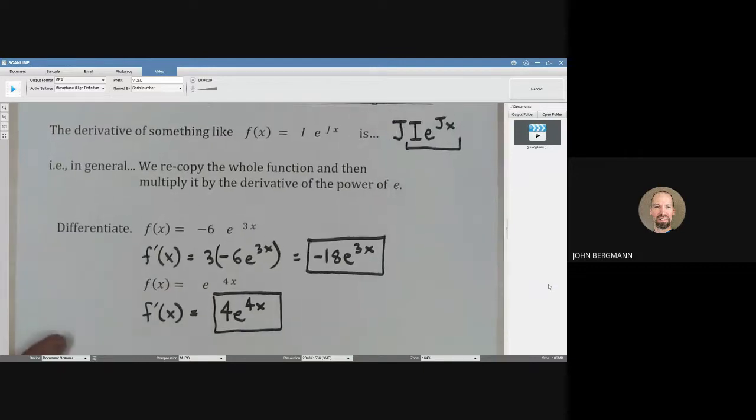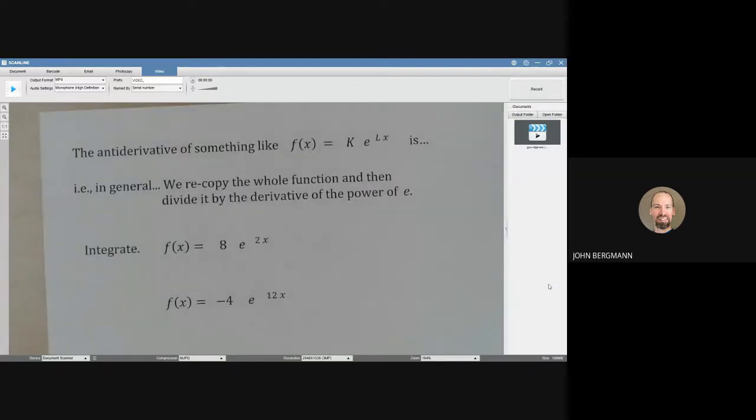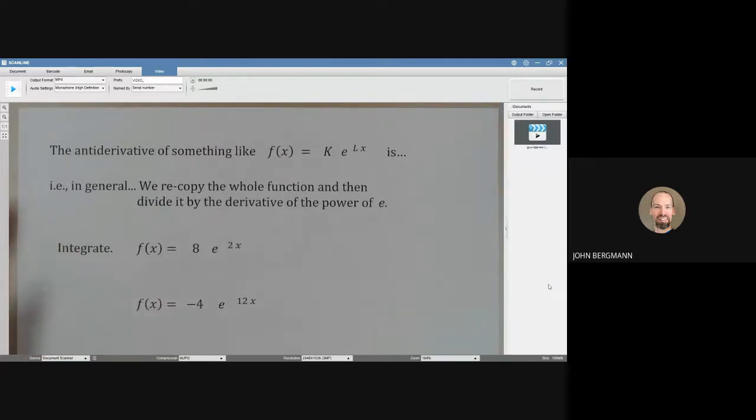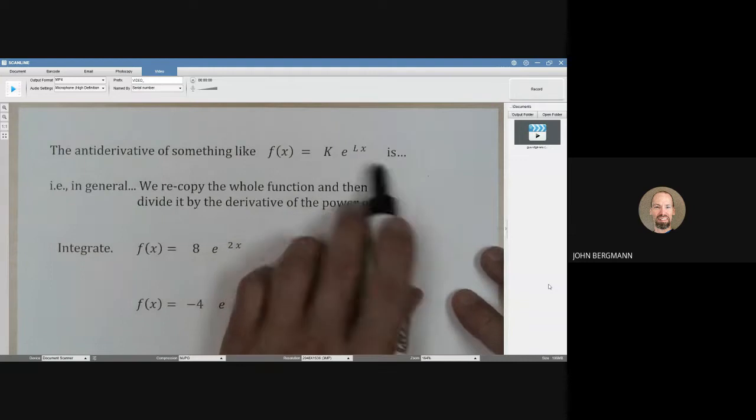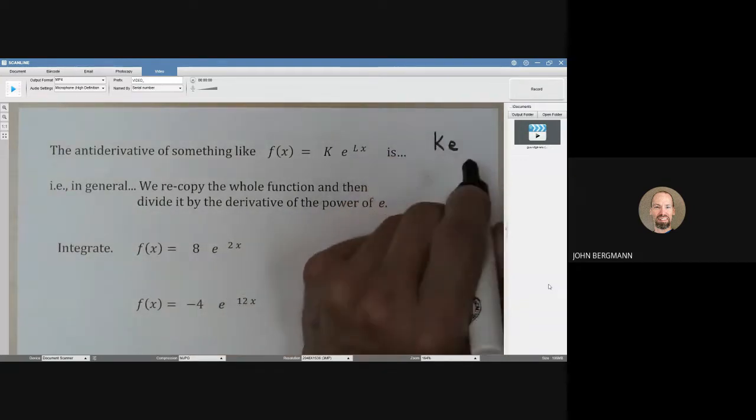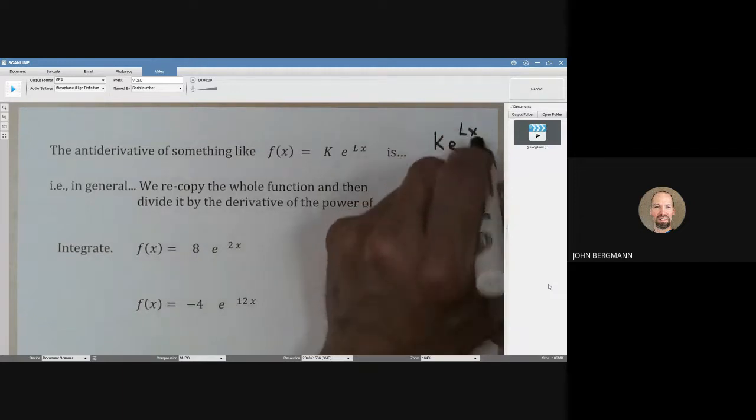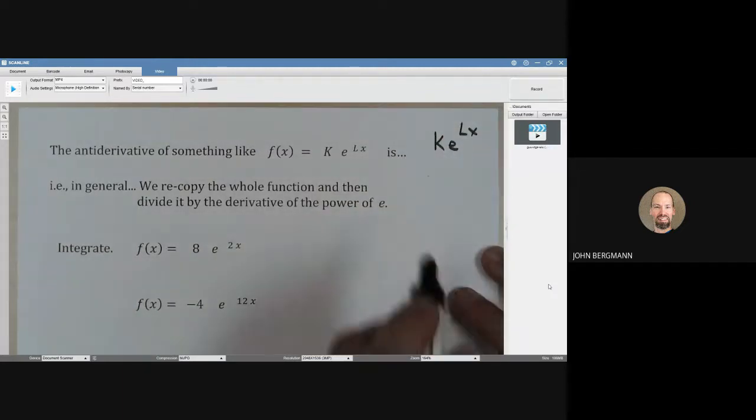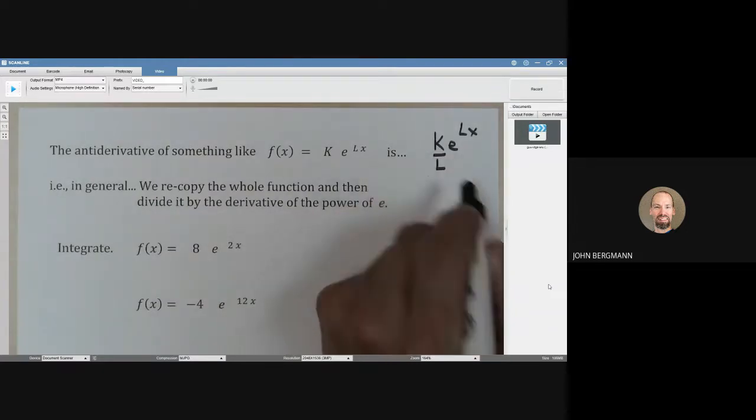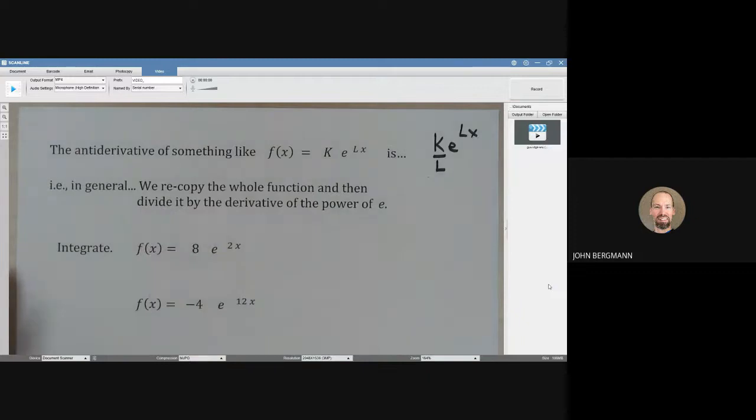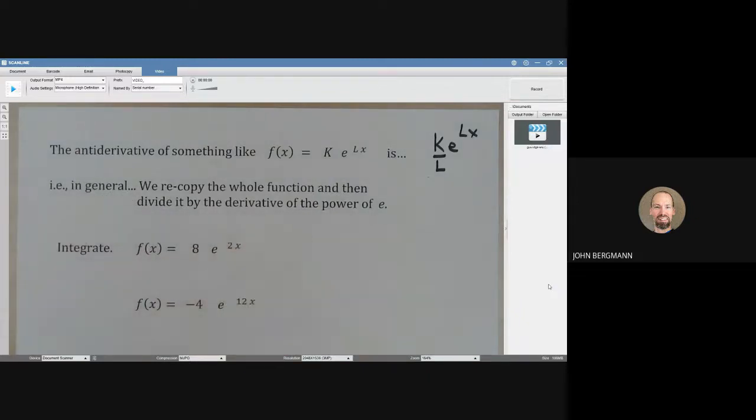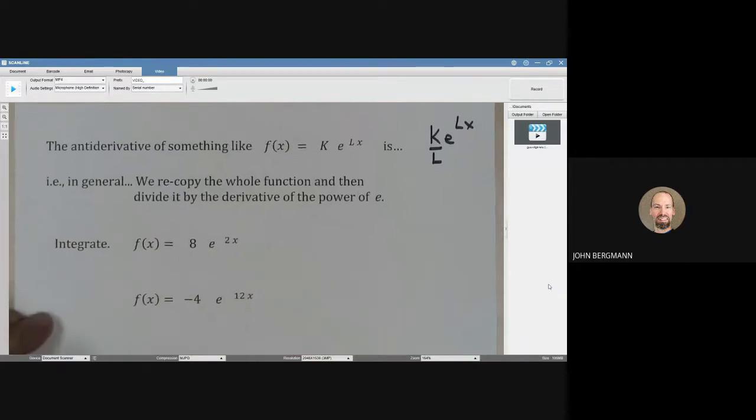What about if we want to take antiderivatives or integrals of e? It's similar. What you do is you recopy the whole thing, just like before, k times e to the lx. But instead of multiplying by the derivative of the power of e, you divide by it. So I'll just put that in front like that. And that's put here in words. We recopy the whole function and then divide it by the derivative of the power of e.